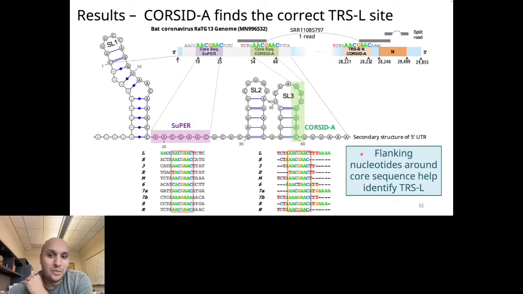So the long story, or the key message that I want to make here, is that flanking nucleotides around the core sequence actually help you identify the TRS-L more accurately, because when you look at this, you can see that your flanking nucleotides actually give you more information about the correct location of TRS-L. Because what Super identified as the flanking nucleotides were very different from the TRS-Bs compared to our solution.